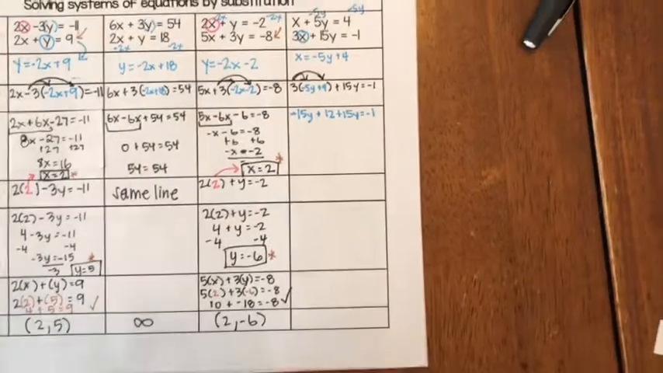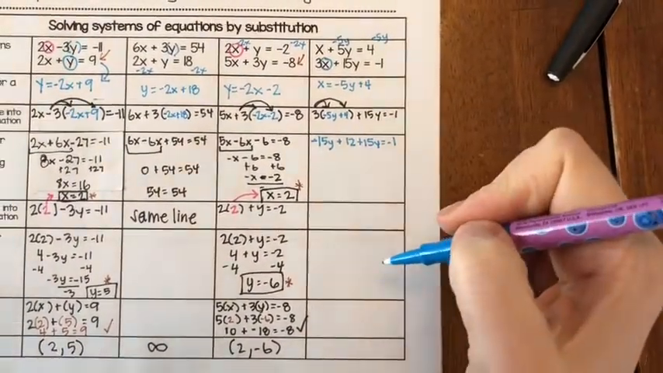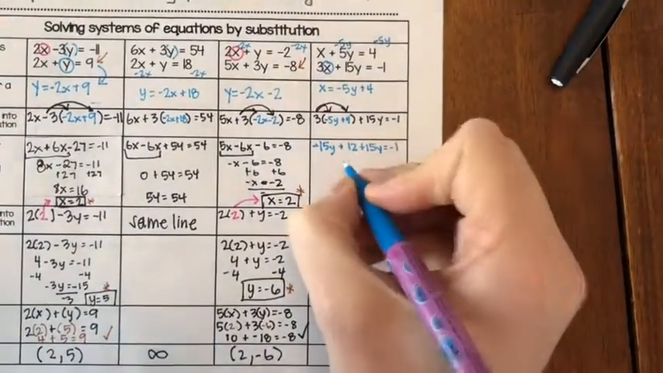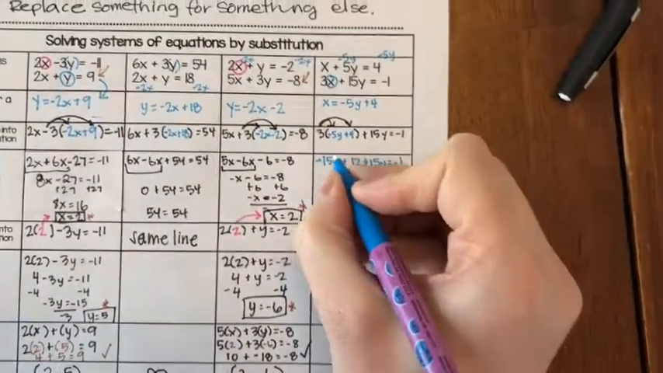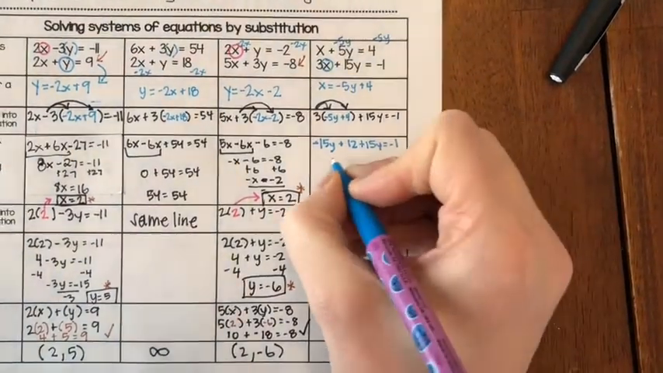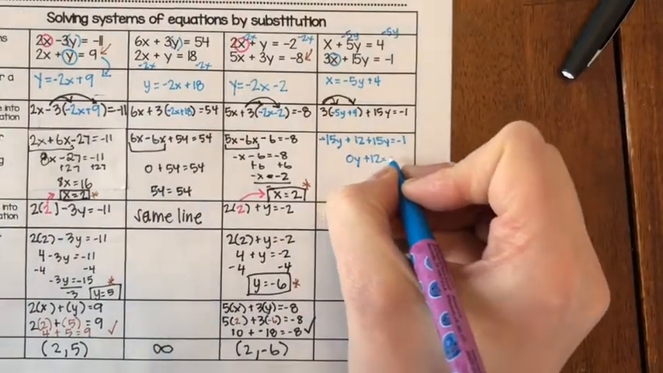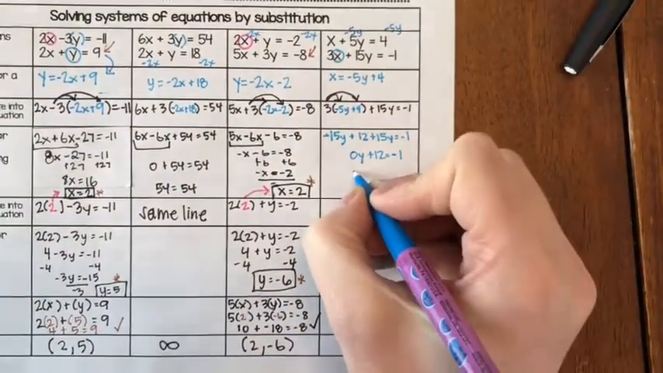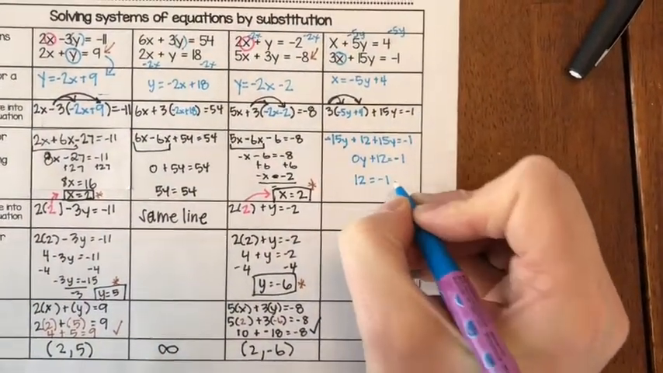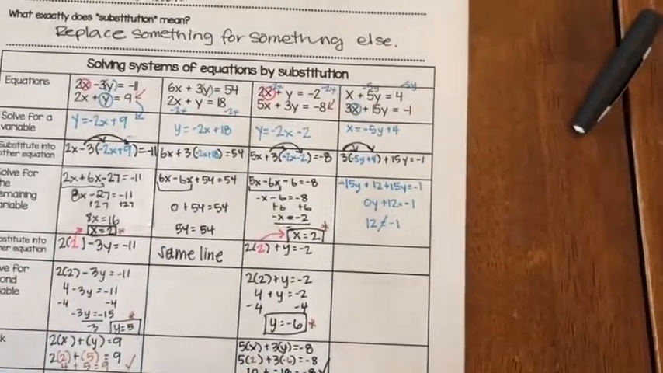Now we get 3 times negative 5 is negative 15y plus 3 times 4 is 12 plus 15y equals negative 1. Well, now this time you can see something that's not going to work out either. What happens when I have this negative 15y plus this plus 15y is I get 0y again plus 12 equals negative 1. So we get 12 equals negative 1, but that's not true. 12 doesn't equal negative 1.